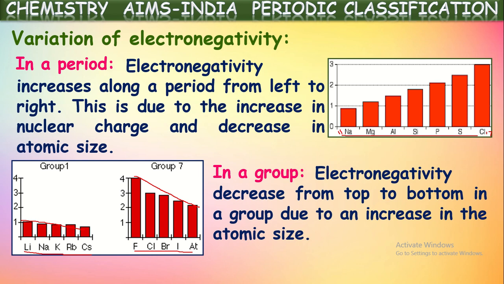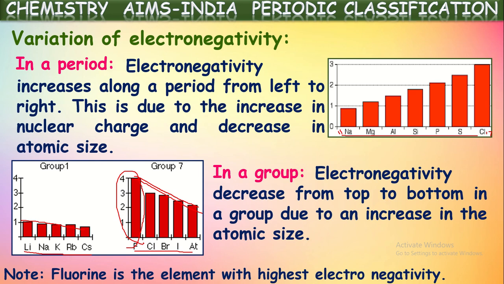Now which element will have the highest electronegativity? From alkali metals to halogens, electronegativity is increasing. So halogens have the greatest electronegativity in all the periods. Out of these halogens, from top to bottom, electronegativity decreases. So the first element of the halogens, that is fluorine, is the element with the highest electronegativity among all. Okay, this is the trend of electronegativity in groups and periods.